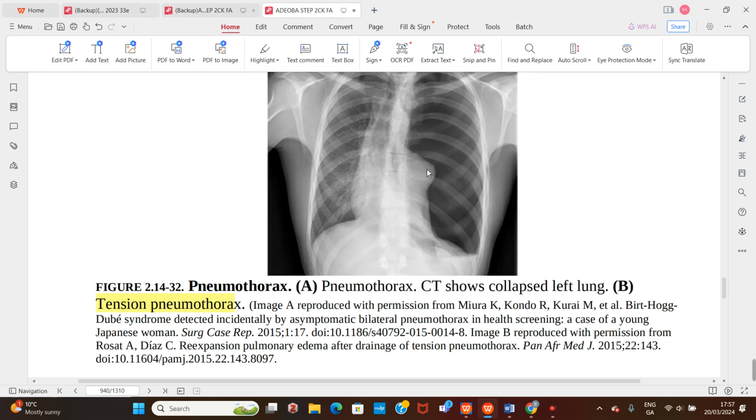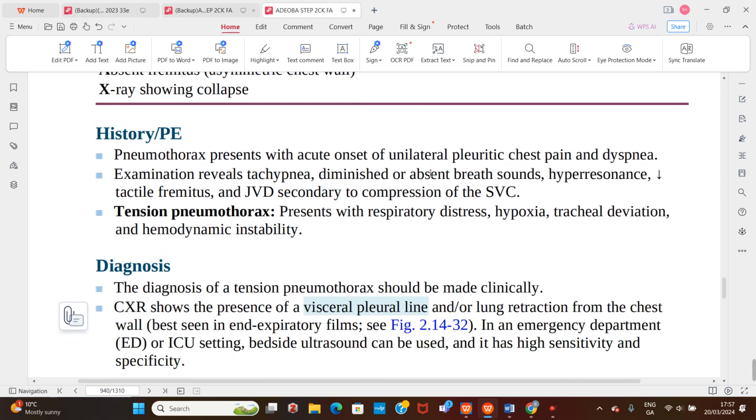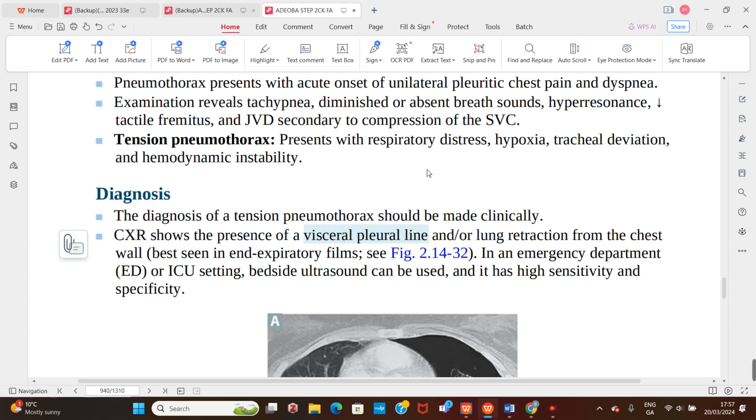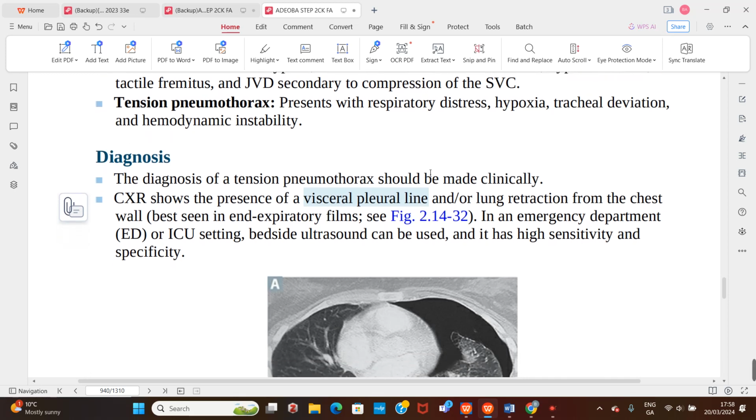This is the lung. Then later, it's going to cause a shift of the mediastinum, and because the SVC is part of the mediastinum, it can easily kink the SVC and prevent venous return to the right side. So that person is going to suffer immediate hypotension, leading to cardiac arrest. So we can make diagnosis of tension pneumothorax clinically because there are so many examination findings that are going to be a pointer to that.